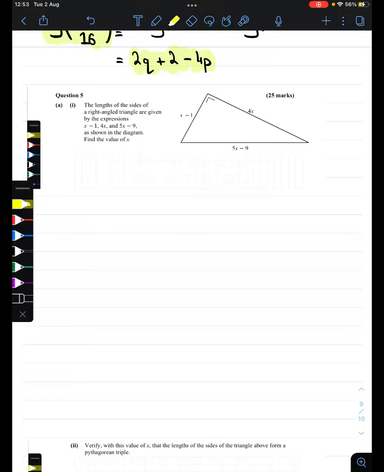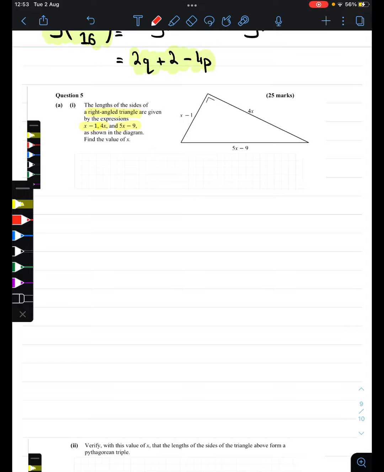Hi guys, today we're going to take a look at question 5 of paper 1 of the 2016 exam. The lengths of the sides of a right angled triangle are given by the expressions x minus 1, 4x, and 5x minus 9, as shown in the diagram. And we want to find the value of x.